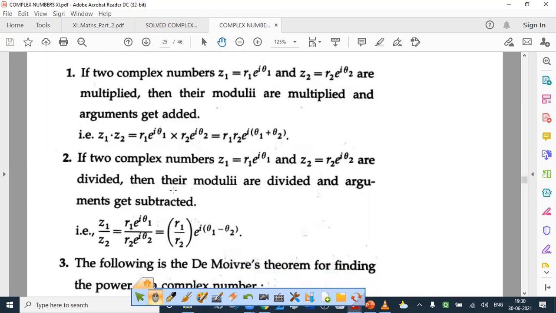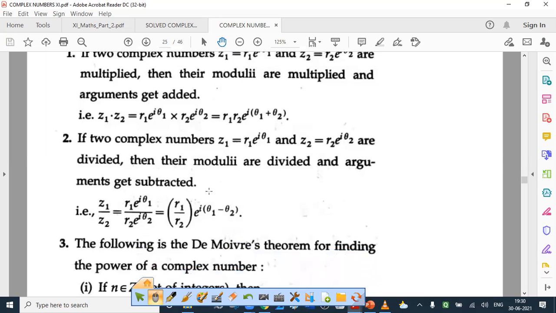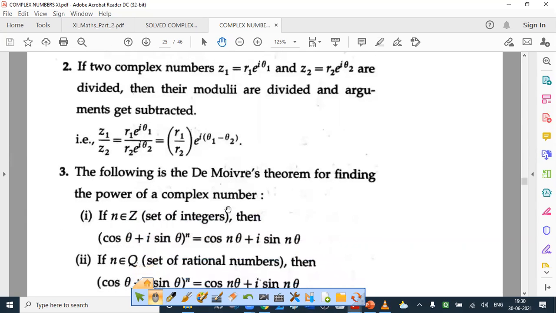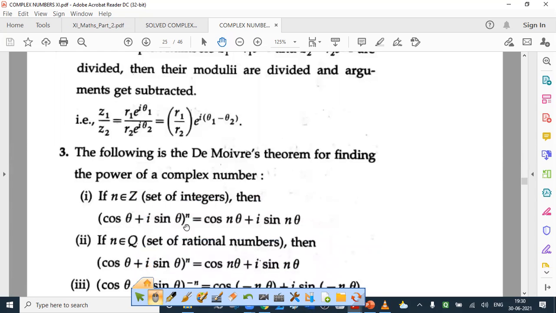Similarly, if we divide one complex number by other, their moduli are divided and arguments get subtracted. Reason, laws of indices. a raised to m upon a raised to n is a raised to m minus n. Okay. Now this comes De Moivre's theorem. Cos theta plus i sin theta raised to n is cos n theta plus i sin n theta. At present, we have to accept this without proof. Okay. So that's it for today.